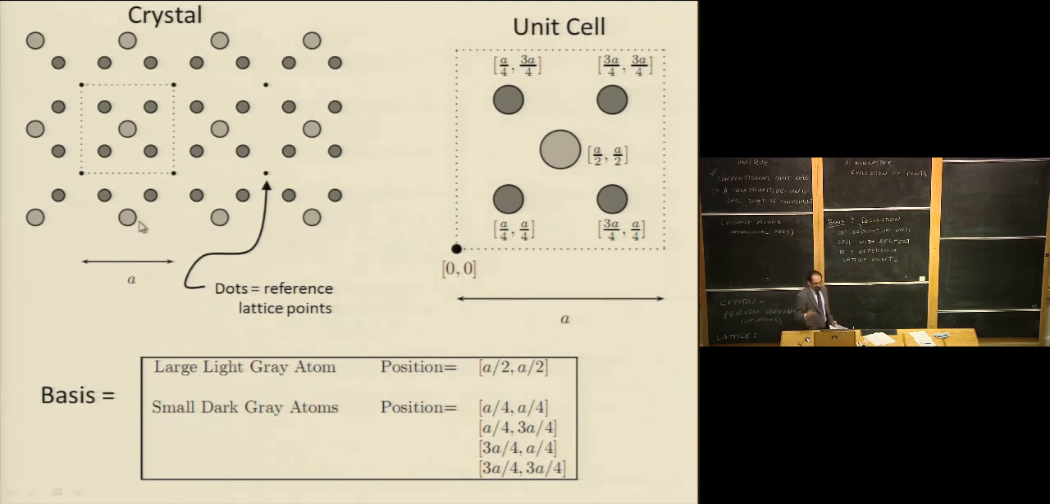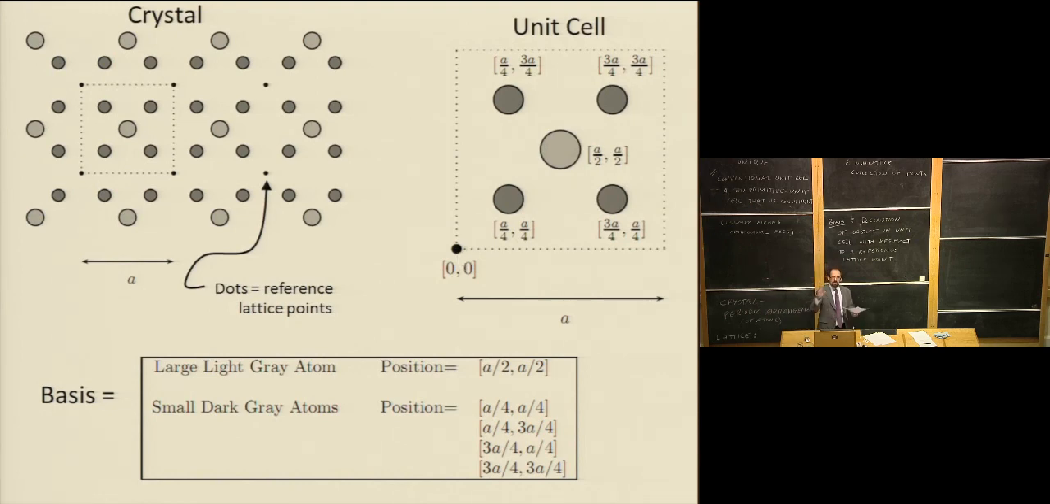Now, a basis is that we should list off all of the objects in the unit cell referenced to the reference lattice point, which we call coordinate (0, 0). So we would say, for example, there's a large light gray atom at position (a/2, a/2) with respect to this point (0, 0). Then there are small dark gray atoms at positions (a/4, 3a/4), (3a/4, 3a/4), and (a/4, a/4), and (3a/4, a/4). So once I've given you all of this list of where all the objects are in the unit cell, what the objects are, and what their relative vector is with respect to the reference lattice point, I've then given you a basis for the crystal.